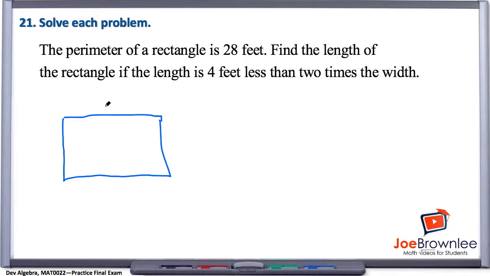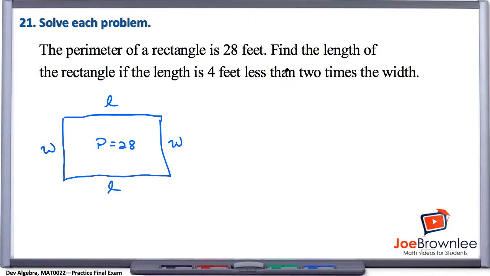And generally, we're going to let L represent our length, and we'll let W represent our width. All right? And again, we're given the perimeter as being 28 feet. So let's see if we can substitute or find some other value for these L and W's based on what we were given here in the word problem. So we're told to find the length of the rectangle if the length, so if this side, is 4 feet less than 2 times the width.